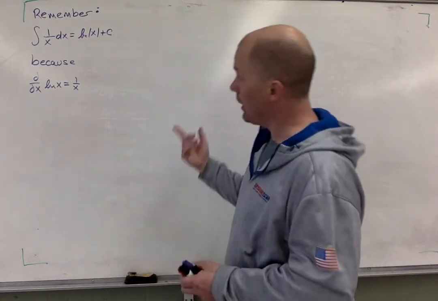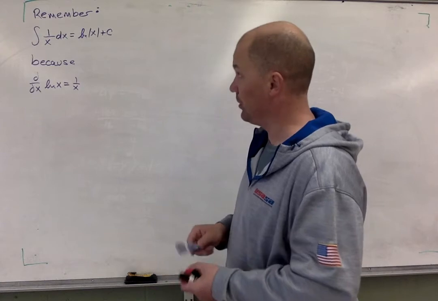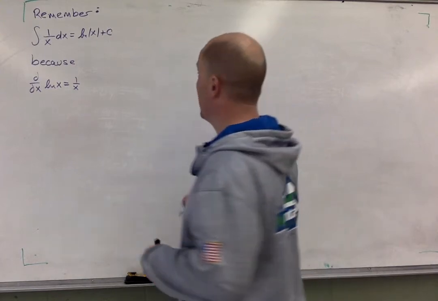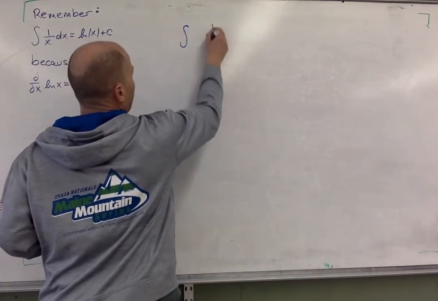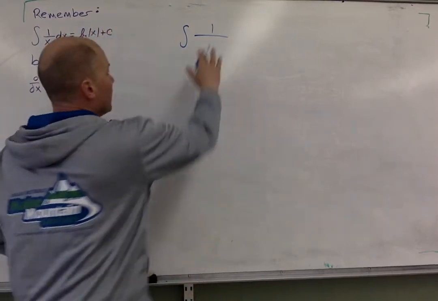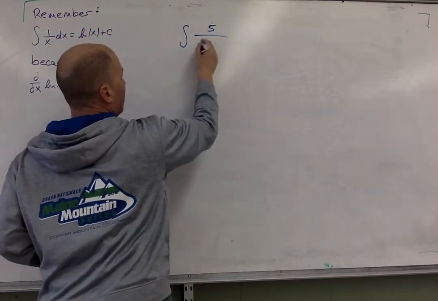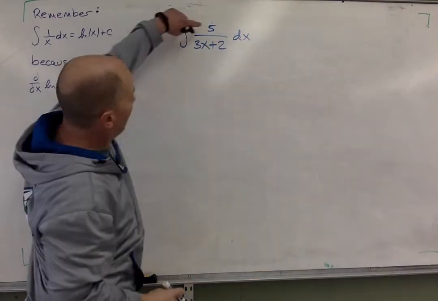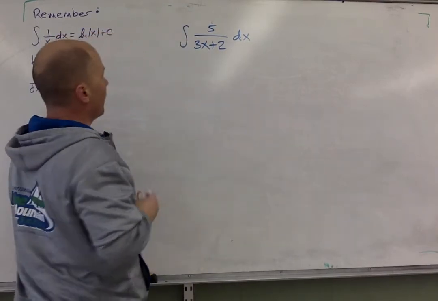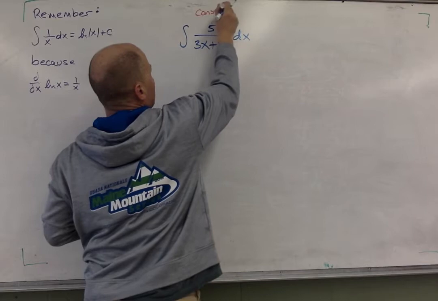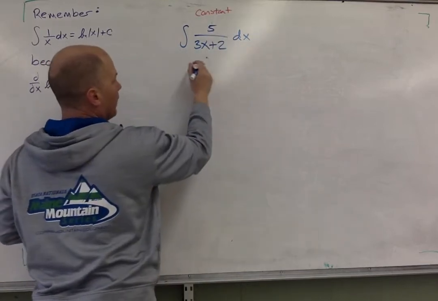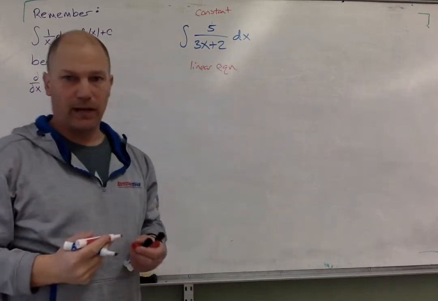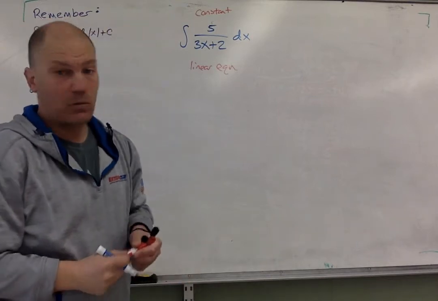Anyway, I want to just show you a quick example of how to do this if it's just a linear equation in the denominator. We remember that a linear equation is like mx plus b, and let's change that to like the integral of 5 over 3x plus 2 dx. So we have a constant in the top, in the numerator. We have a constant. And in the denominator, we have a linear equation.